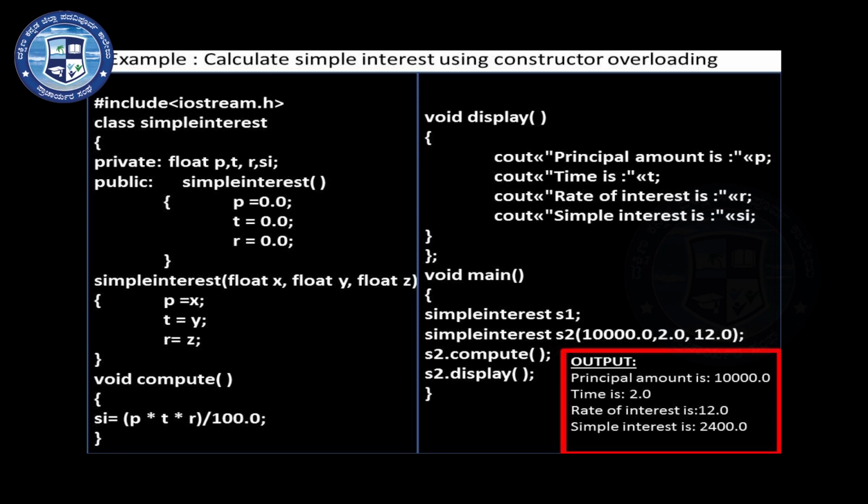So principal amount is 10,000 and time is 2 and rate of interest is 12 and simple interest value it will display as 2,400. So this is how constructor overloading works. Here you can see 2 constructors, one default constructor, one parameterized constructor, but constructor name should be same, it differs in number of arguments. This is the overloading concept that you can observe here.